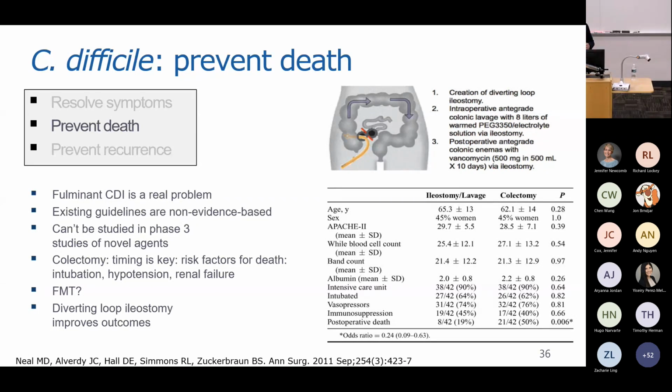Some of the data on this procedure suggested that it should be just as good as colectomy with lower mortality. The mortality rate when colectomy is done urgently in fulminant C. diff is almost 50%. So you look at the 50% that you saved, as compared to everyone dying with C. diff. And also, it's not irreversible. Once the patient gets better, you can close this loop ileostomy and the patient is fine.